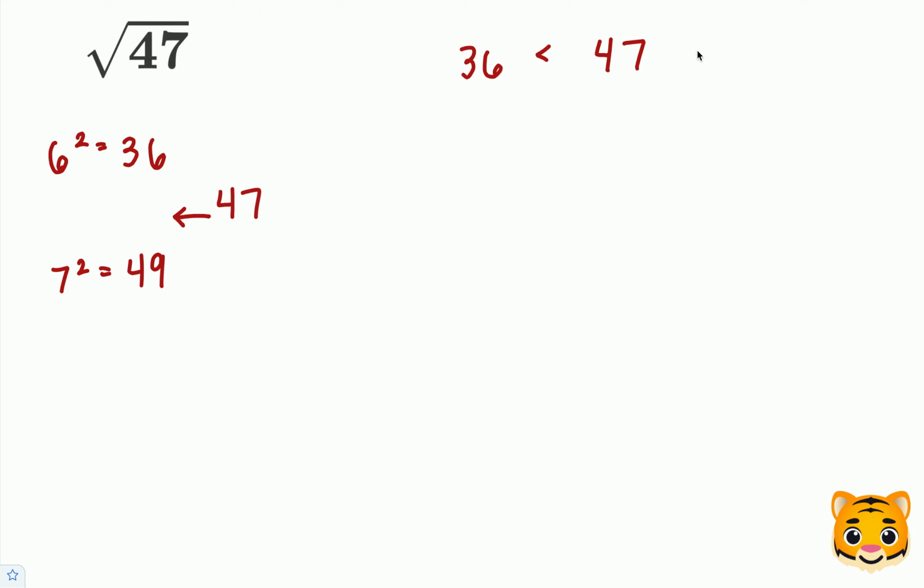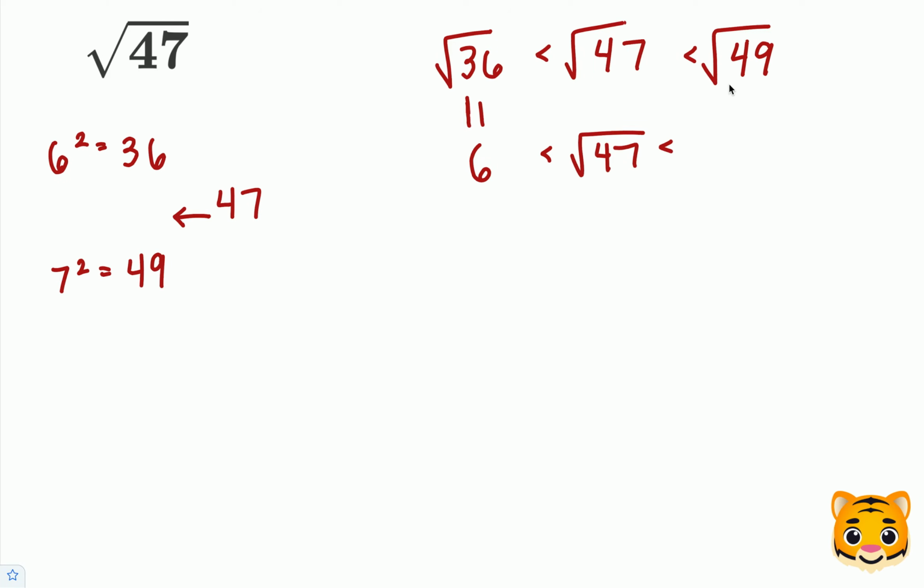36 is less than 47, which is less than 49. Now we can take the square root of all of these values. This becomes the square root of 36 is less than the square root of 47, which is less than the square root of 49. We can then replace the square root of 36 with 6 because 6 squared is 36. Then we can replace the square root of 49 with 7 because 7 squared is 49. Now we can see that the square root of 47 is between 6 and 7.